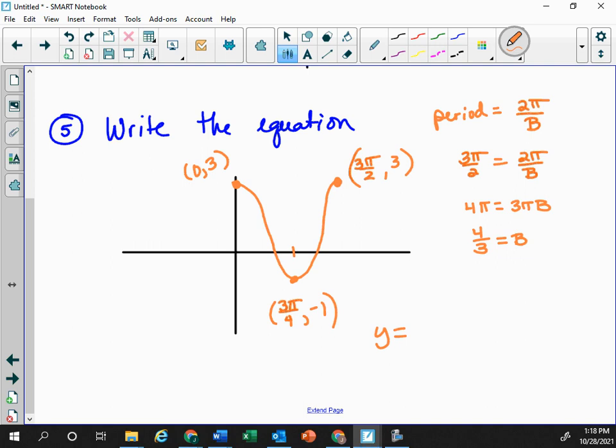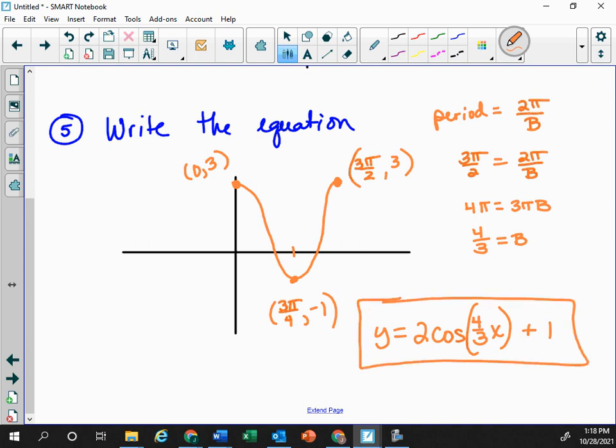All right, guys, we're almost out of time. Let me write it up here, and we'll talk about it next class, okay? It's 2 cosine of 4/3 x plus 1 is outside. Yeah, I got that. Okay.